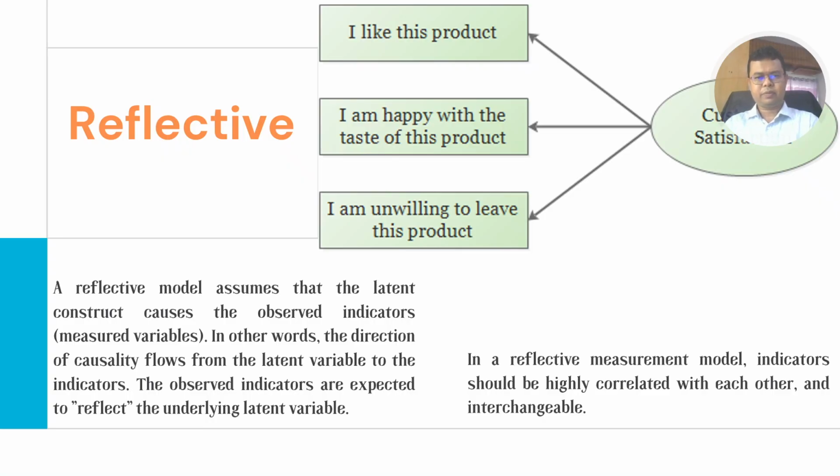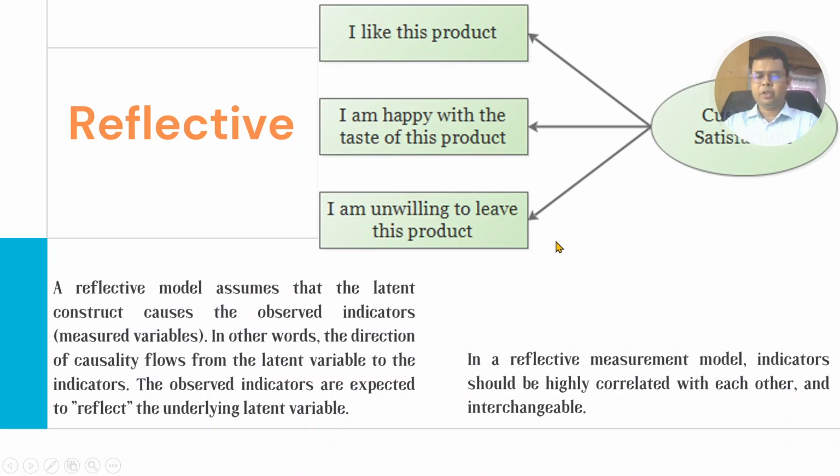Well, this is the reflective model. For example, please see here. There is a factor of customer satisfaction. Under this factor or construct, we have some items. For example, I like this product, I'm happy with the taste of the product, and I'm unwilling to leave this product in the near future.